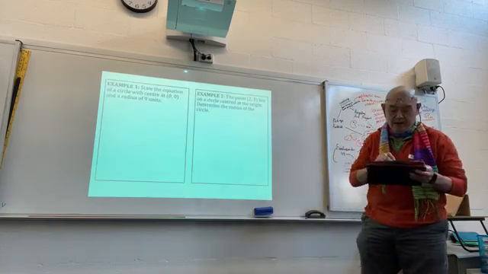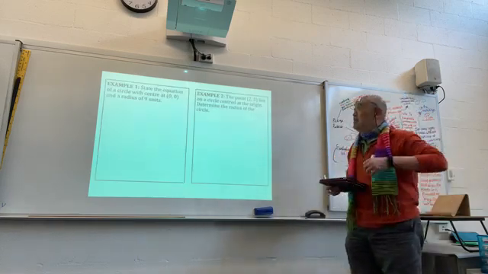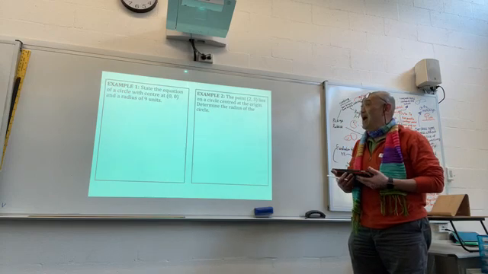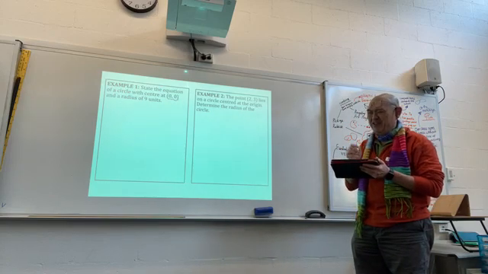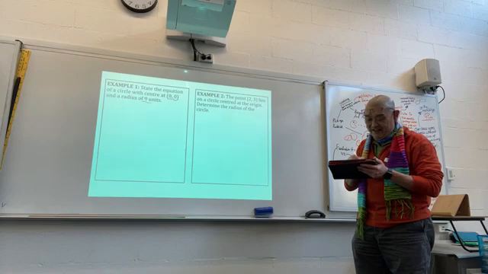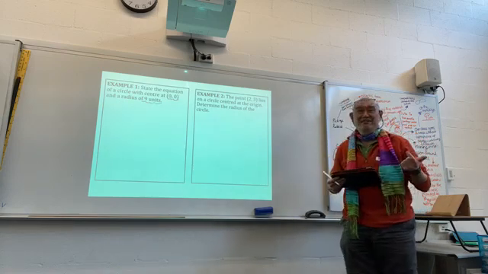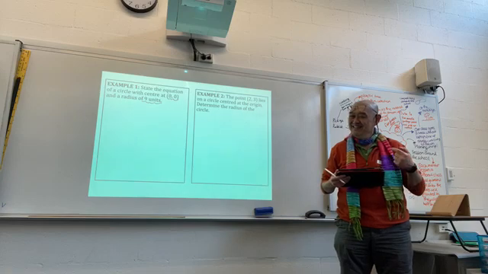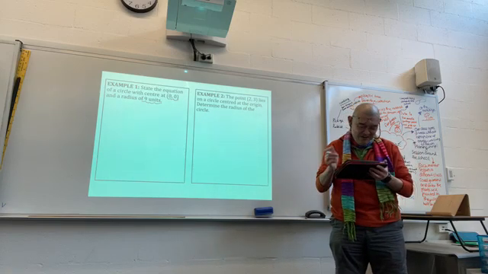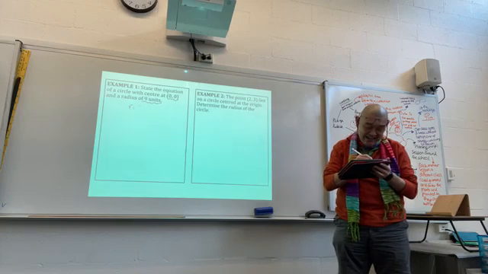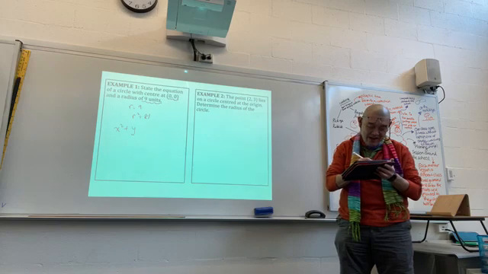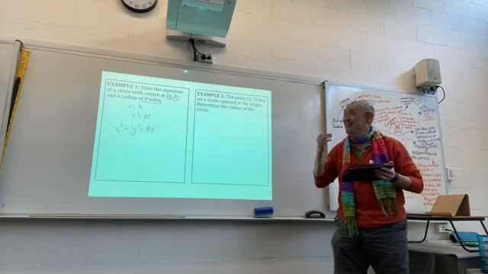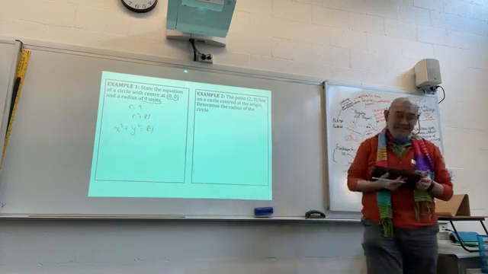Alright, looking at example 1. State the equation of a circle with the center at the origin and radius of 9 units. What do you think the equation will be? x squared plus y squared equals 81. Thank you. Very good, because r is 9, r squared equals 81. So x squared plus y squared equals 81. Fantastic.